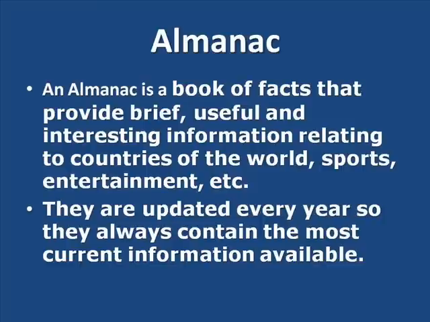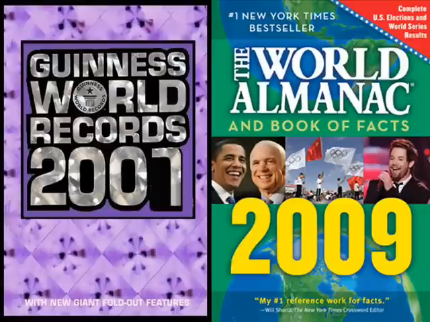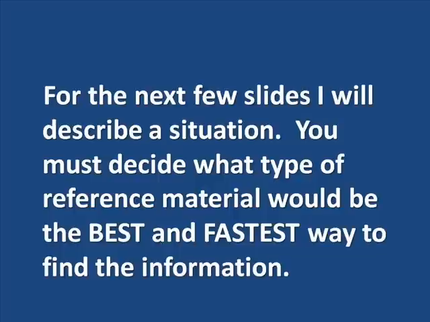An almanac is a book of facts that provide brief, useful, and interesting information relating to countries of the world, sports, entertainment, etc. They are updated every year so they always contain the most current information available. These are two examples of almanacs. To the left you have the Guinness World Book of Records, and to the right you have the World Almanac Book of Facts for the year 2009. For the next few slides, I will describe a situation. You must decide what type of reference material will be the best and fastest way to find the information.